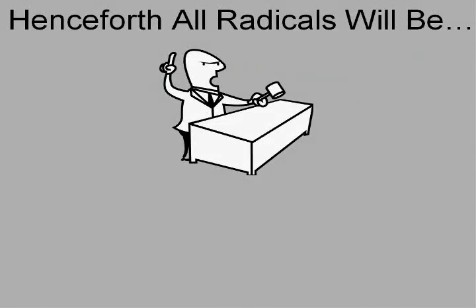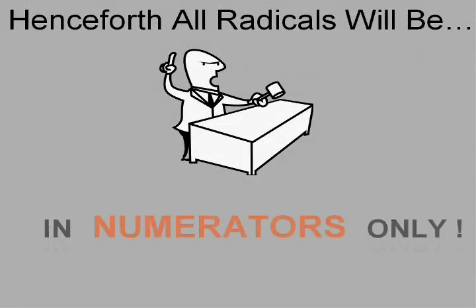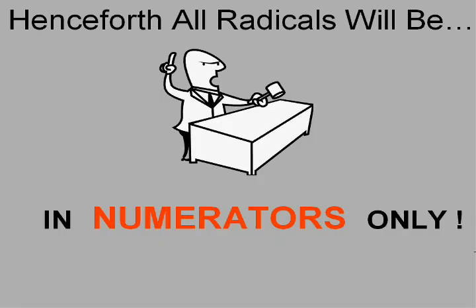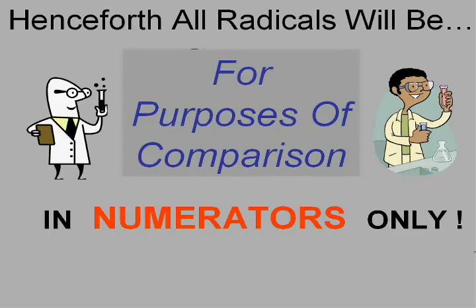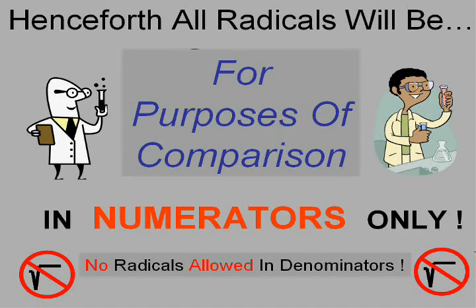So the convention is, from now on, all radicals will be in numerators only, so that we can compare things. So let it be written. So let it be done. No radicals are allowed in denominators. So you're going to have to simplify any answer or do whatever it takes so that you do not have a radical in a denominator. This process is called rationalizing a denominator, getting the radicals out of a denominator.